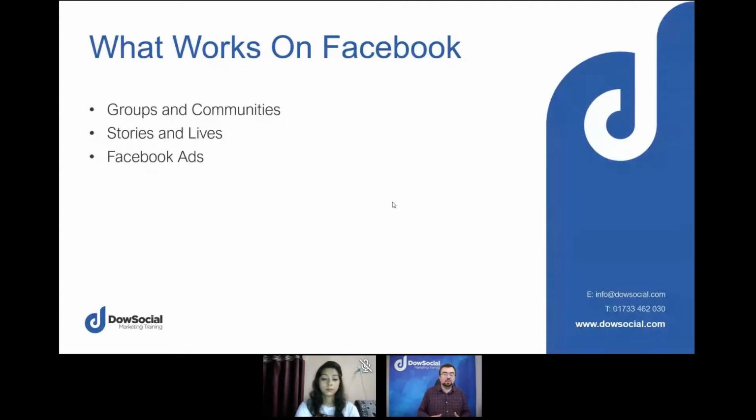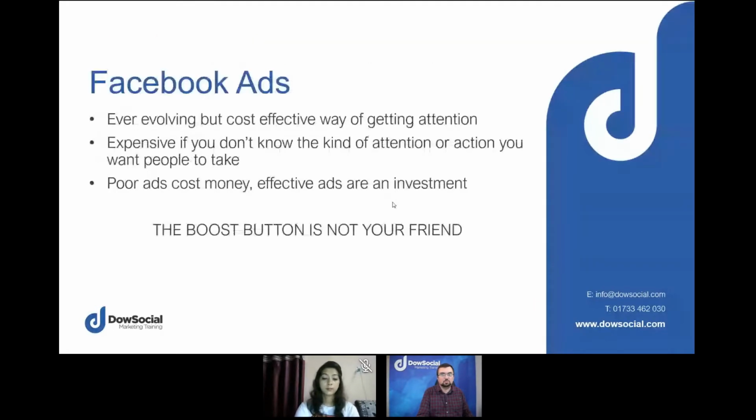So what works on Facebook? If you can build groups and communities of people with shared interests around what you do, stories and lives, so telling your story on Facebook stories, Instagram stories, or Facebook lives. With the groups and communities, that can also be being part of one of those communities, being a trusted member of those. And then to make sure you get the right message to the right person with the right call to action, Facebook ads. Those are the 3 things we see working on Facebook right now.